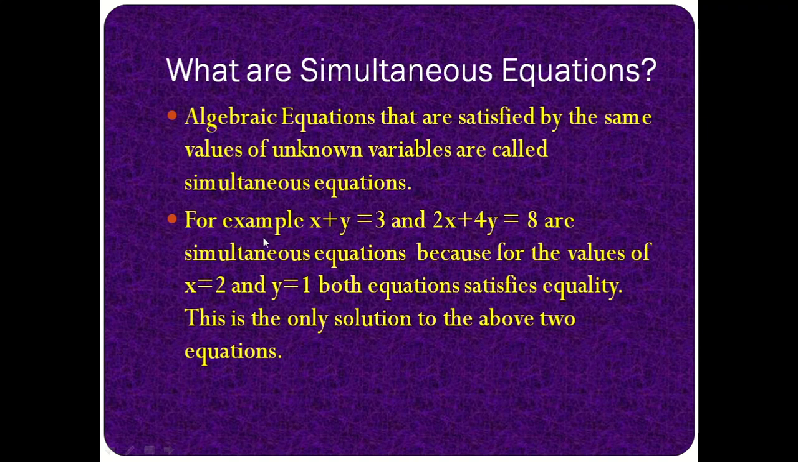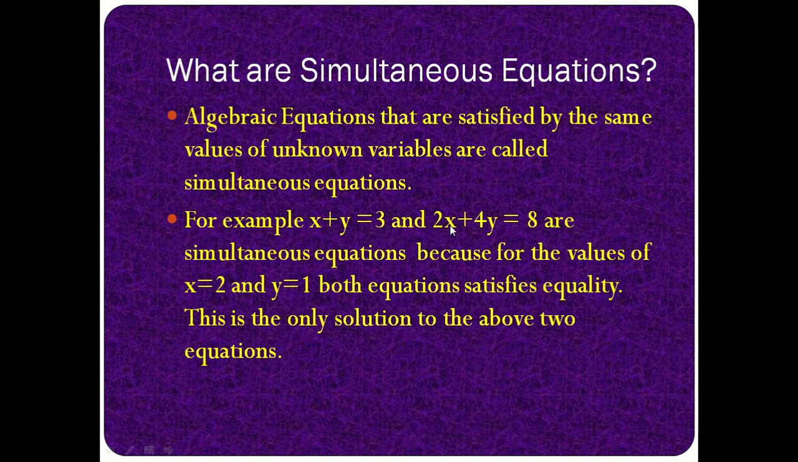For example, x plus y is equal to 3 is an equation. Another equation is 2x plus 4y is equal to 8. These two are simultaneous equations because for the values of x is equal to 2 and y is equal to 1, both equations satisfy equality. For example, x is equal to 2, 2 plus y is equal to 1, 2 plus 1 is equal to 3.